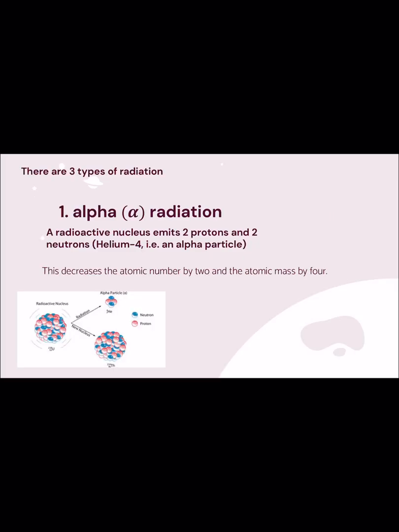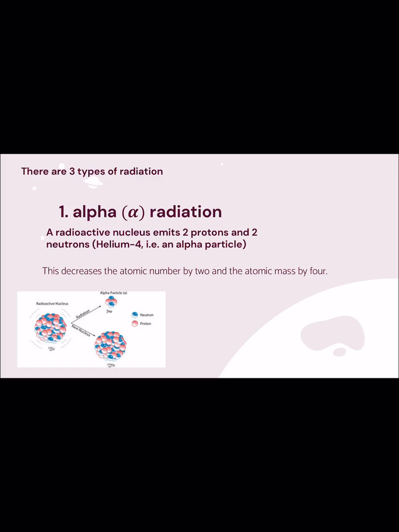Next I'm going to talk about 3 types of radiation. The first one is alpha radiation. When something undergoes alpha decay, it will emit 2 protons and 2 neutrons from the nucleus. When that happens, the atomic number, or the number of protons, will go down by 2, and the atomic mass will go down by 4.